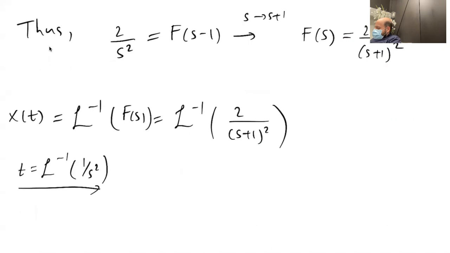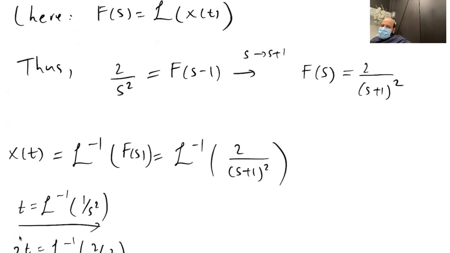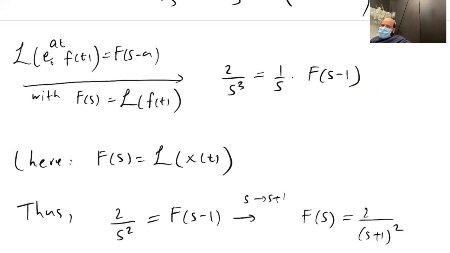So we just said that if I had 2t, the inverse Laplace transform would be 2 over s squared. Now if I compare this function with this function, there's just a shift. In order to create that shift, I just need to multiply this function, 2t, with e to the power minus t. Because according to this formula, when I multiply my function with e to the power at, I will have a shift from s to s minus a. So in order to create a shift from s to s plus 1, I need to multiply with e to the power minus t.